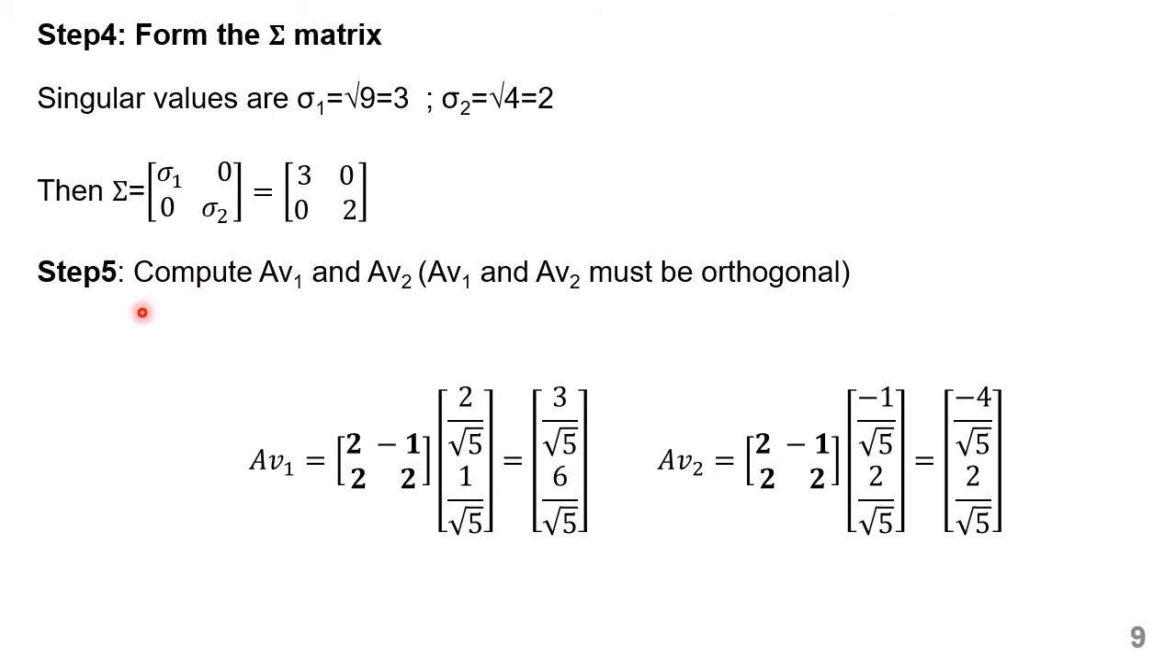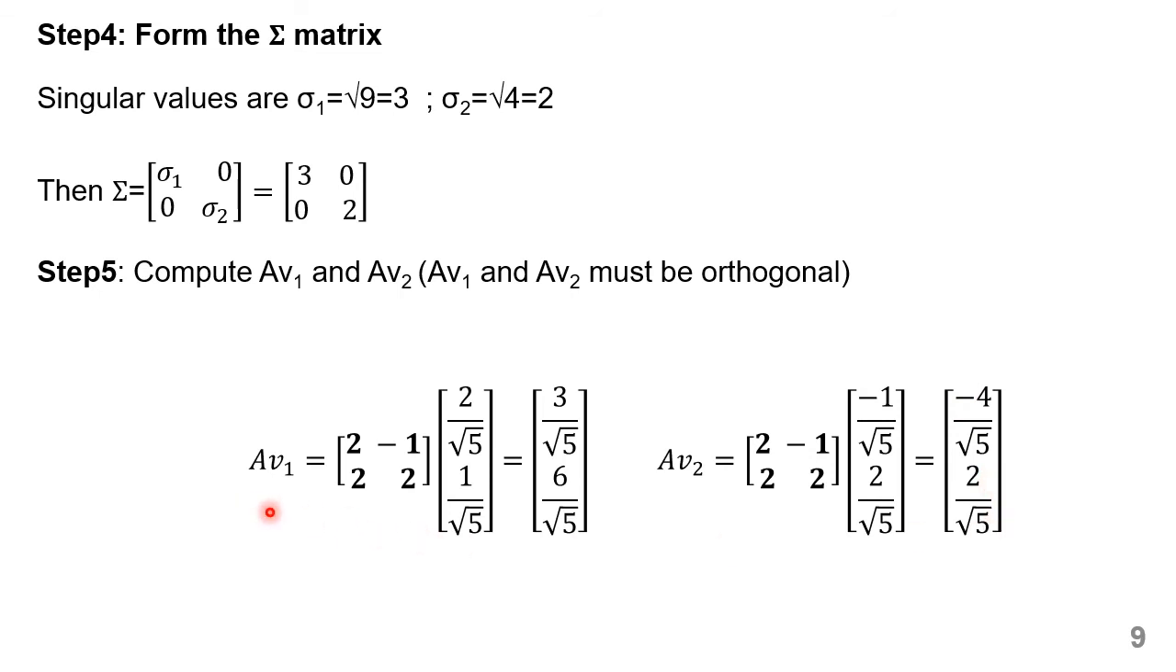Step number 5 is to compute AV1 and AV2, and AV1 and AV2 must be orthogonal to each other. So AV1: A matrix is [2, -1; 2, 2] and V1 is [2 by root 5, 1 by root 5]. We get that as [3 divided by root 5, 6 divided by root 5]. AV2: A times [-1 by root 5, 2 divided by root 5] gives us [-4 by root 5, 2 by root 5].